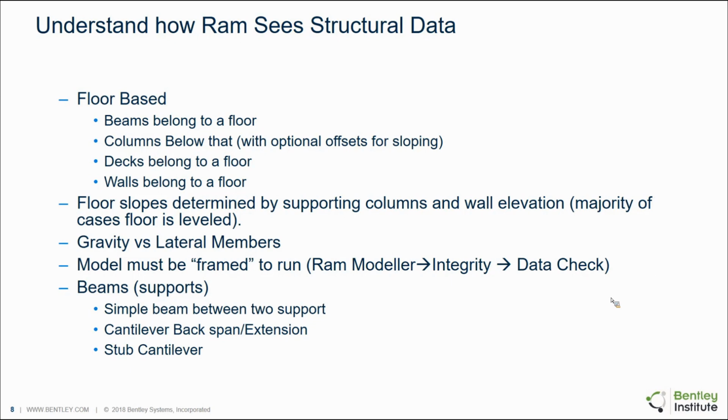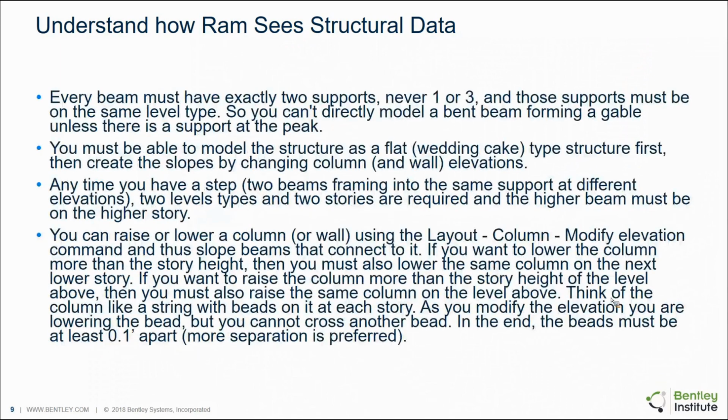When it comes to beam supports, you can have a simple beam between two supports. You can have a cantilever backspan with an extension. You can have a stub cantilever. Every beam must have exactly two supports, never one or three. And those supports must be on the same level type, so you can't directly model a bent beam forming a gable unless there's a support at the peak.